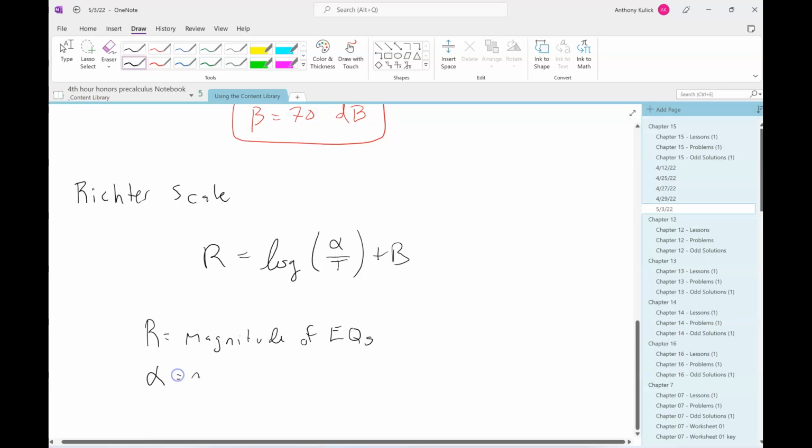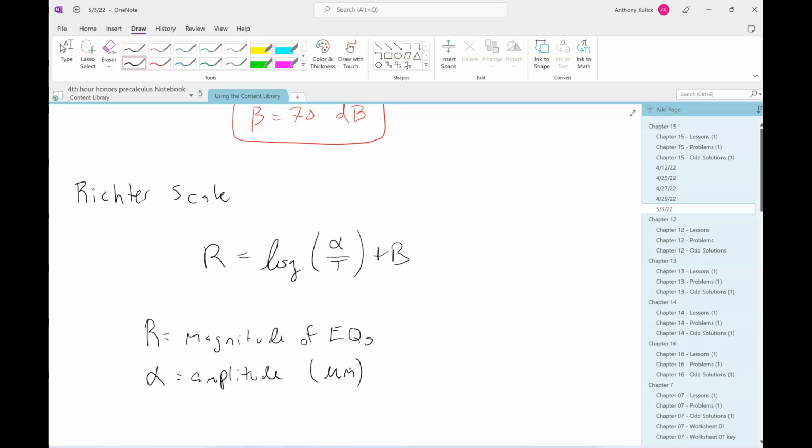So we'd call that the amplitude, like an aspect of a wave. And typically the unit of measurement we use with that amplitude is micrometers. That's the Greek letter mu in front of the M for meters.